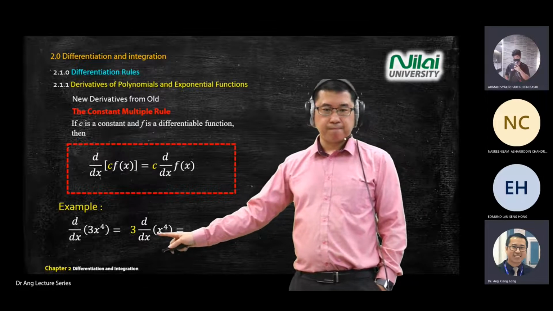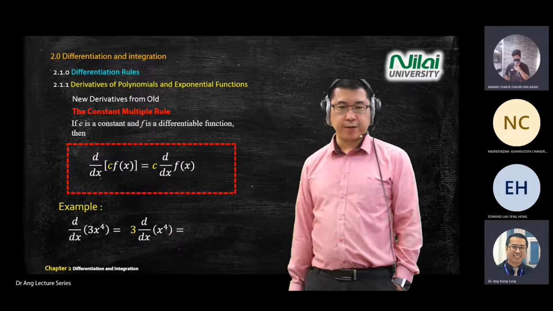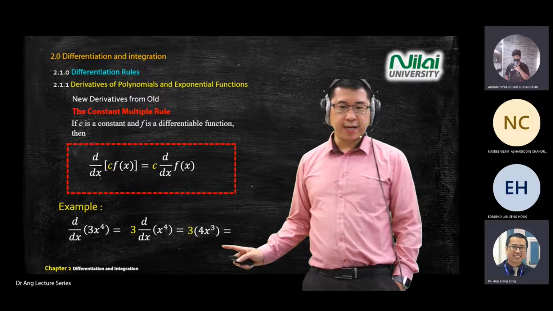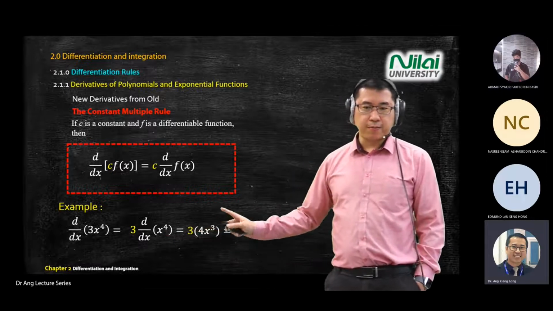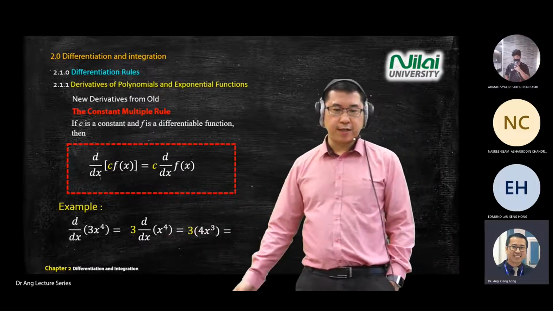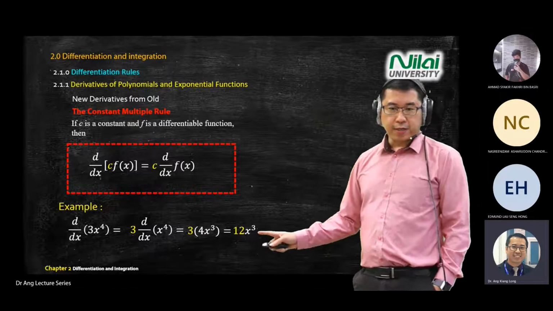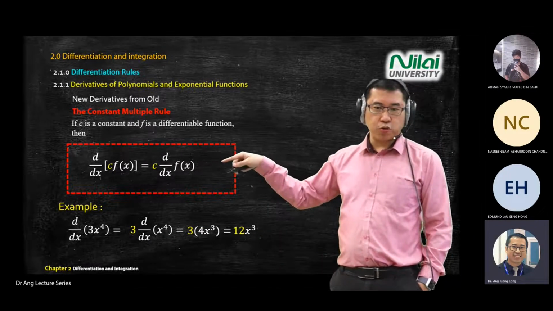Four x to the power of 3. Okay, good. So the answer will be 12 x to the power of 3. Yes. So correct, just now this one. Okay, so we get this one. So this is how we apply these rules.